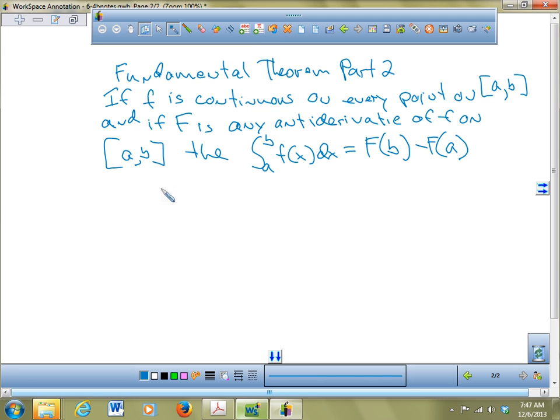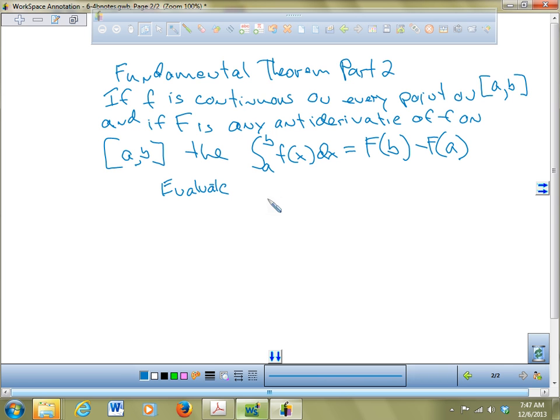Okay. So evaluate the integral, here's a kind of a tricky one, kind of interesting one too, I found out when I made it up. From 0 to 1 of 3x squared plus e to the x dx. Could you do that? Yeah, you could.